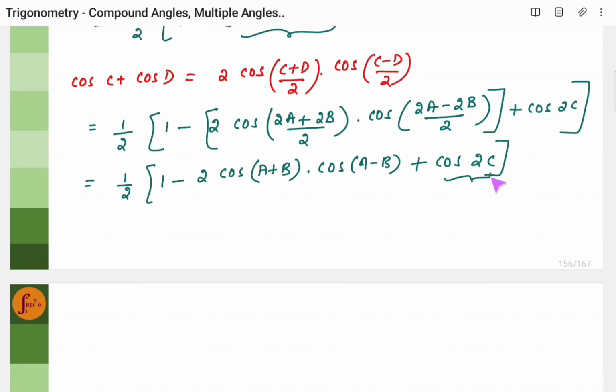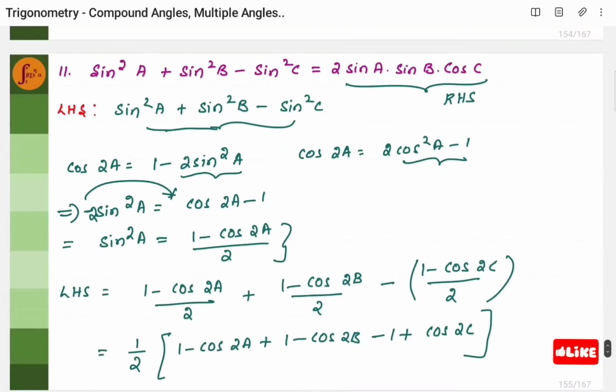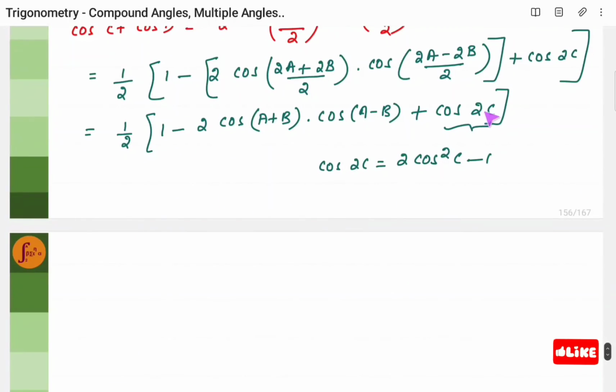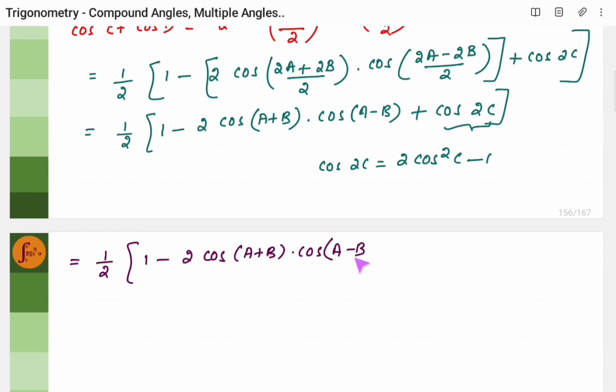Now let me write this cos 2C as 2 cos²C − 1, which is cos 2C, right? This is the cos formula. I'll substitute this here. Why I'm doing this is because I don't want 2C here. In the right hand side there is no 2C. So I want to get rid of 2C by using this formula. So I'll get half into 1 − 2 cos (A + B) into cos (A − B). Instead of cos 2C, I'll write 2 cos²C − 1.